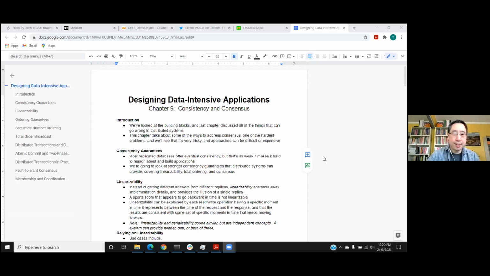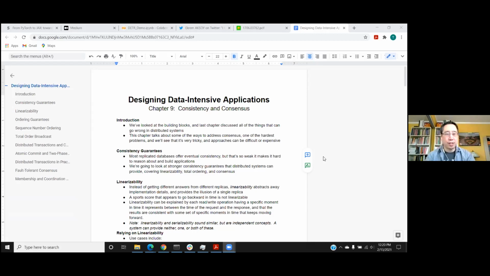So consistency and consensus, we've now looked at the different building blocks. We know what the different kinds of distributed systems are. We talked about replication and partitioning. And then basically last week Ryan talked about all the kinds of things that can go wrong. And basically if you dig deep enough, it's somewhat intractable. And so ultimately you do need some abstractions for application developers to be able to build things, just to take away some of the complexity of the different failure modes.